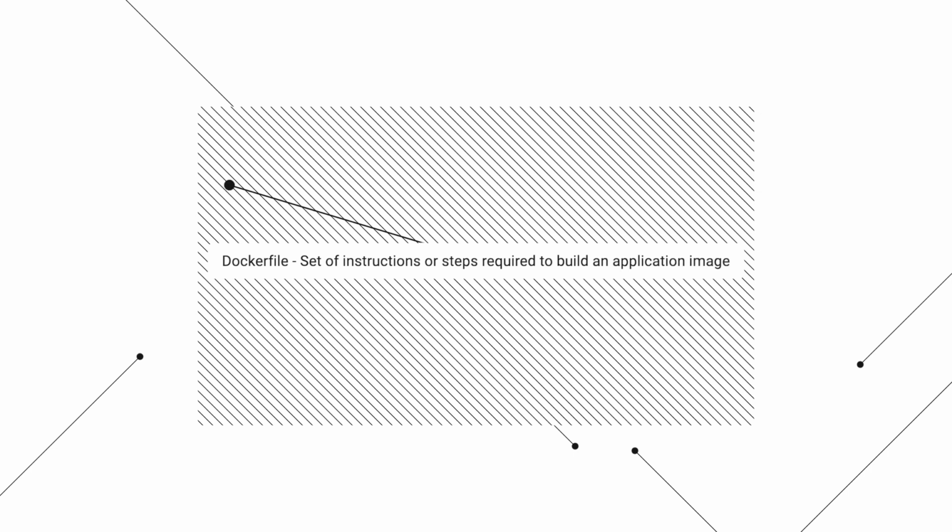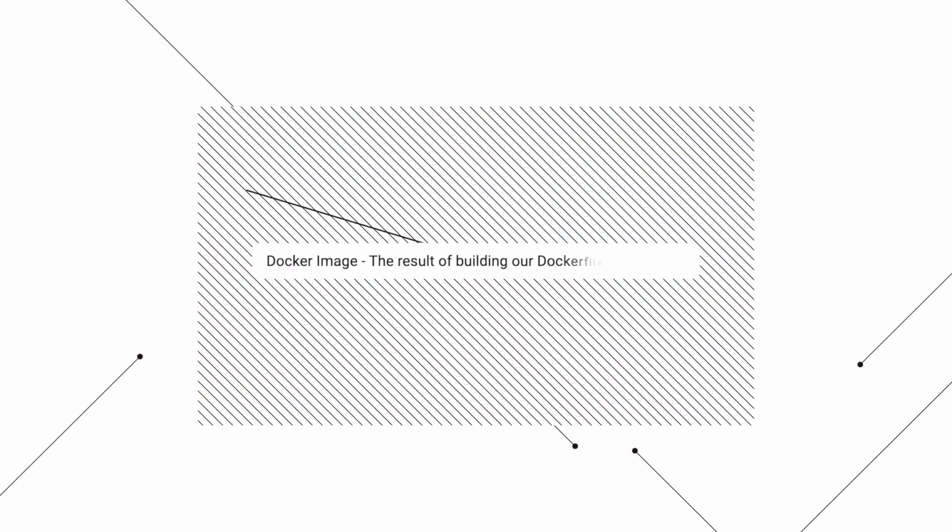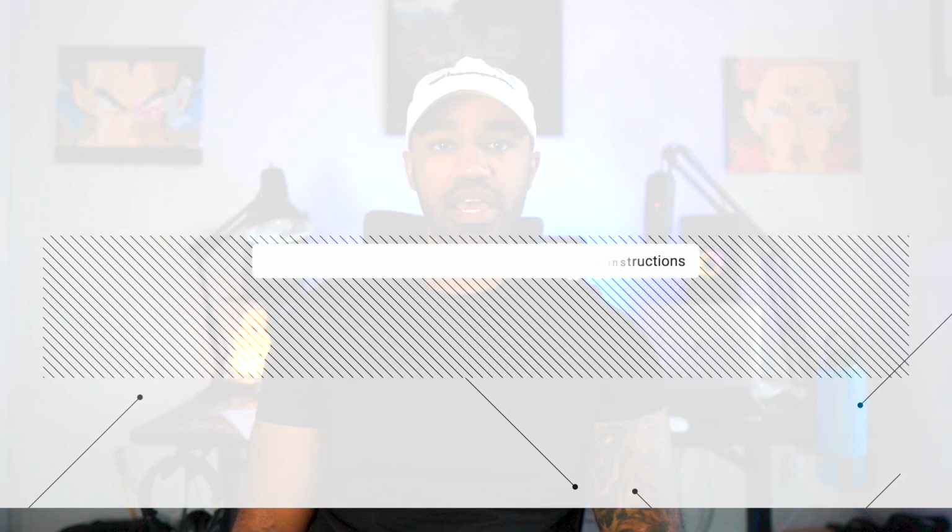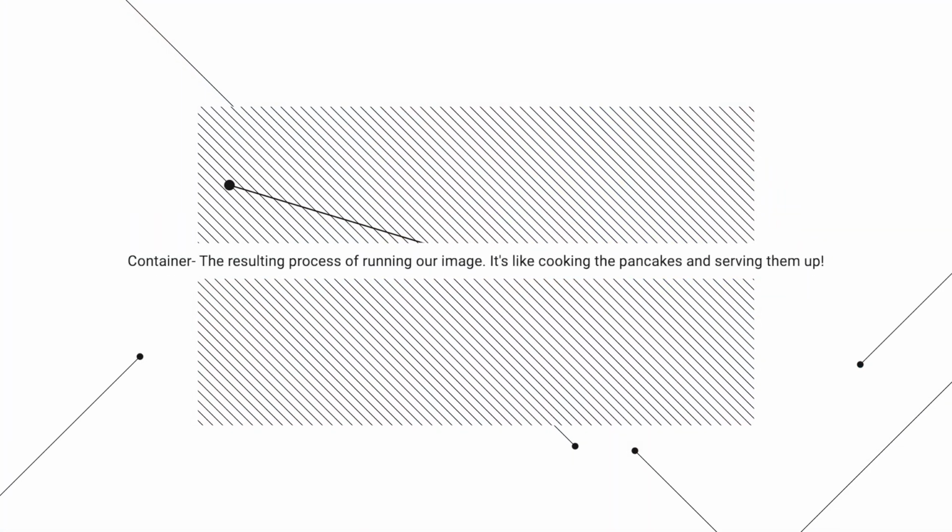So now let's go over some key terms relating to Docker. A Dockerfile is a set of instructions or steps required to build an application image. We can think of this as our recipe. A Docker image is the result of building our Dockerfile's instructions. We can think of this as taking all the ingredients in our Dockerfile and mixing those up in a bowl. A Docker container is the resulting process from starting or running that Docker image. It is an isolated process that runs on our host machine.